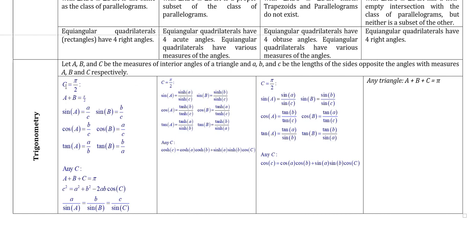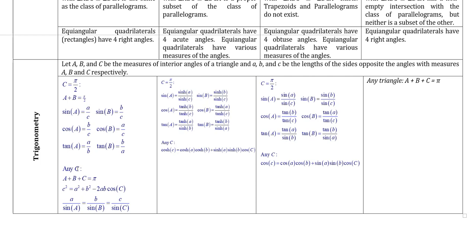So if C is pi over 2, a right angle, then we get A plus B is pi over 2, so those are complementary angles. The sine of angle A is little a over little c, the sine of angle B is little b over little c, and so forth. So you get the basic trig functions up here. Sine is opposite over hypotenuse, cosine is adjacent over hypotenuse, tangent is opposite over adjacent.